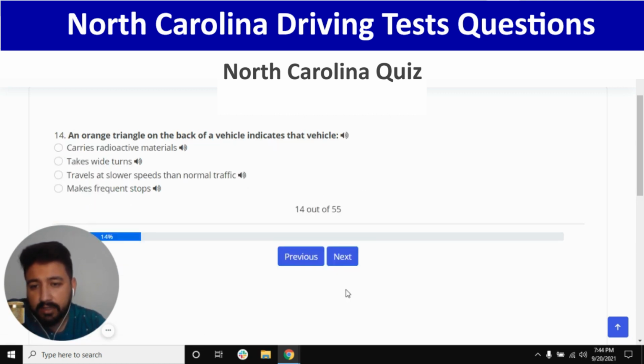An orange triangle on the back of a vehicle indicates that the vehicle. The right answer is travels at slower speed than normal traffic. So the third option should be the right one.